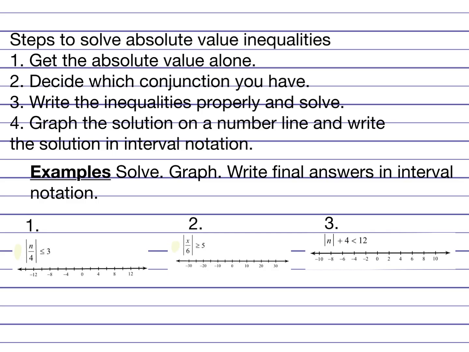Now, steps to solve absolute value inequalities. Get the absolute value alone, decide which conjunction you have, write the inequalities properly and solve, graph the solution on a number line, and write the solution in interval notation. And it says solve, graph, write final answers in interval notation.